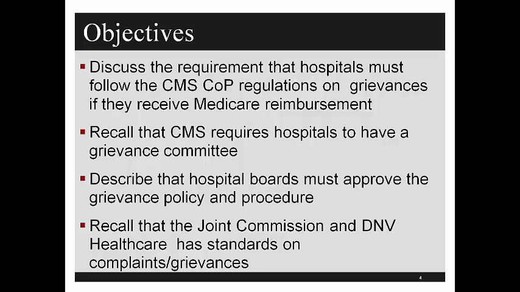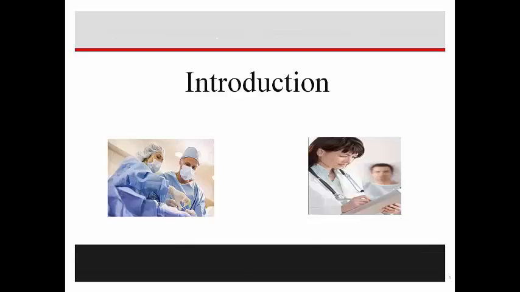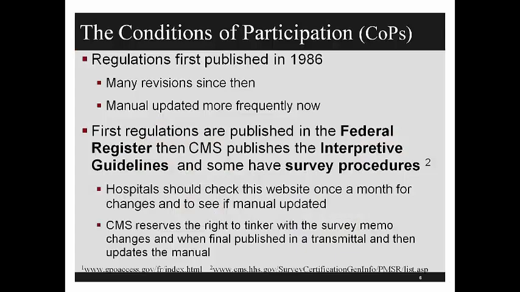So let's just jump right in. Now, first of all, let's talk about the hospital conditions of participation. There's a 525-page manual of requirements that tells us what to do, how to do verbal orders, and how to take off x-rays and orders and standing orders. And there's a section on grievances, and it goes from tag 118 to 123.